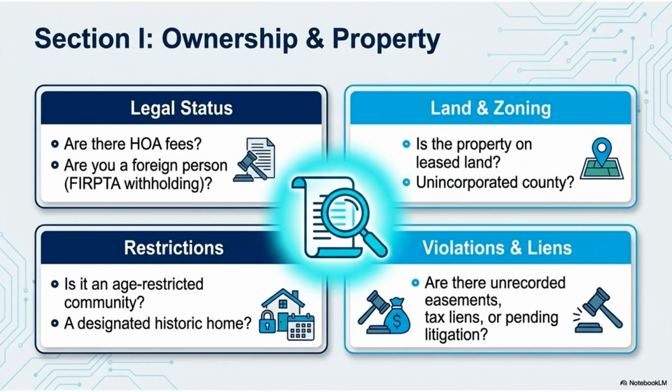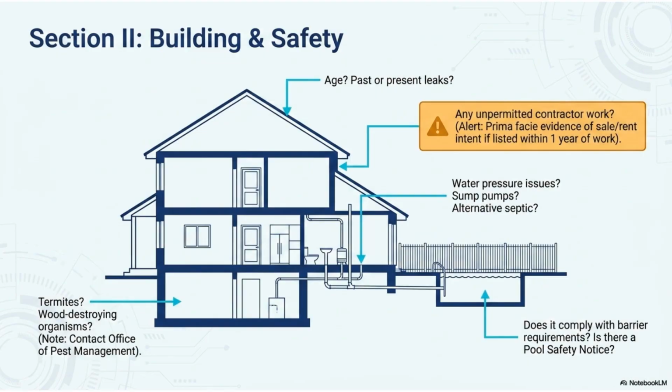Ownership and property. This includes legal status, land and zoning information, restrictions like age-restricted communities, and violations or liens, such as tax liens or pending litigation. Building and safety. You must disclose information about the age, leaks, unpermitted contractor work, water pressure, septic systems, termites, and compliance with pool safety barrier requirements.